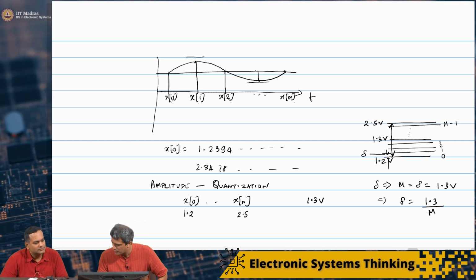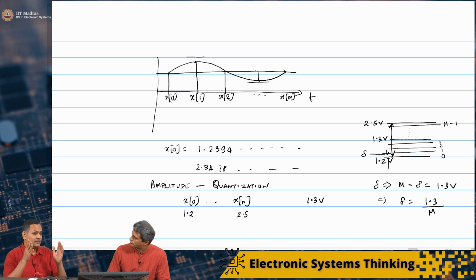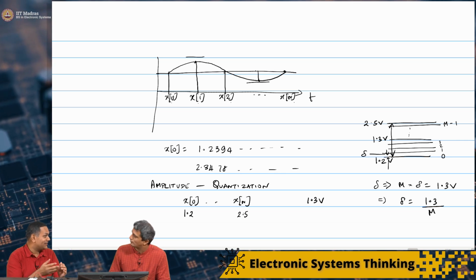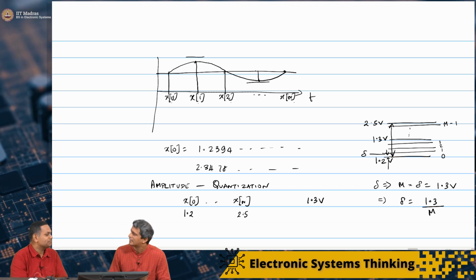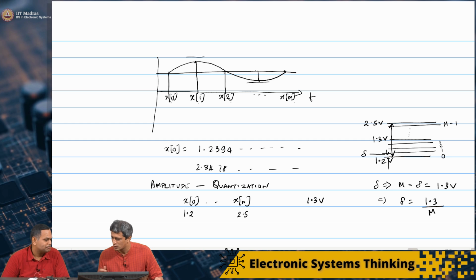Got it. So just like I had a time period t for which I was recording, and I divided that by the number of samples to get the time period for each sample, the same thing we are doing in the amplitude domain.